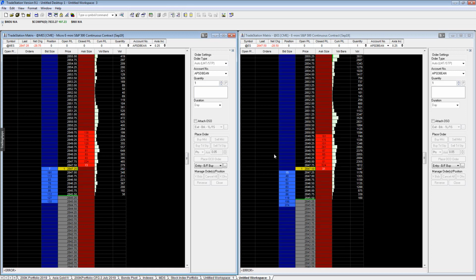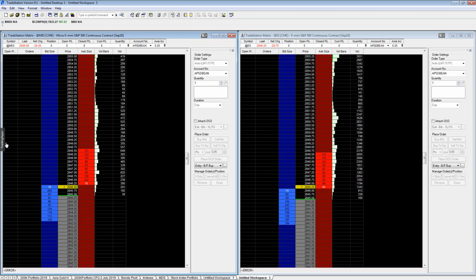So when you take a look at the order book, you see the total number of bids and offers. Here are the offers in the red and the bids are in the blue for the E-mini S&P. And over on the micros, the bids are also in the blue and the offers are in the red. You see that here, and so you see how liquid this really is. It's fairly close to where the E-mini S&Ps are.